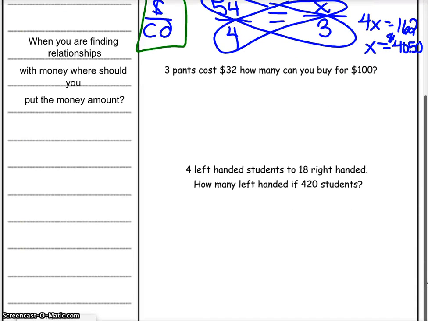3 pans cost $32. How much can you buy for $100? So what am I talking about? Money and, so I have money and pans. Money is to pans as money is to pans. 3 pans cost $32. So 32 goes on top.